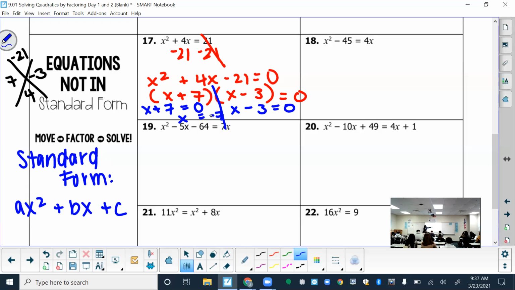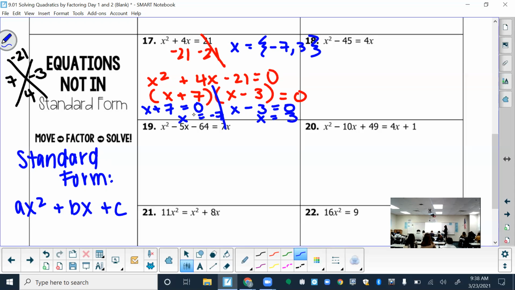What value of x here will make this true? Positive 3. So then when you write your answer, it should look like this with those curly braces. All right, so my x values were negative 7 and 3. All right, questions about that? All right, I'll save the you try for when you do your practice, because I want to give you time for your practice. So if there's no questions, we'll try 20 next.